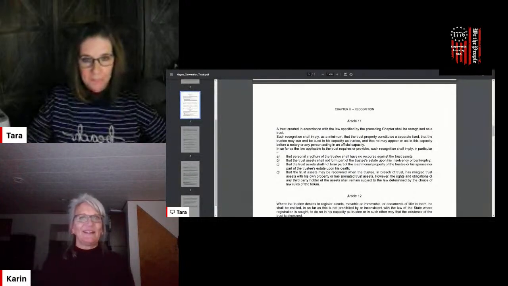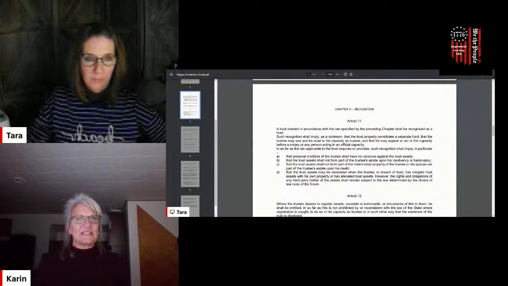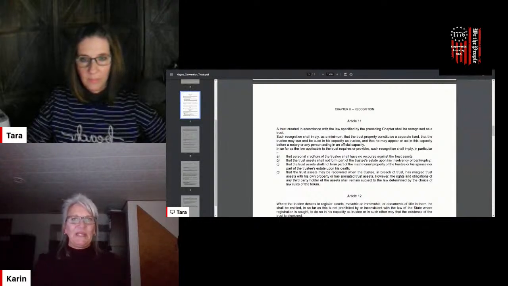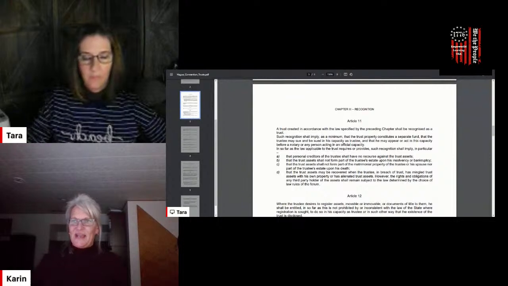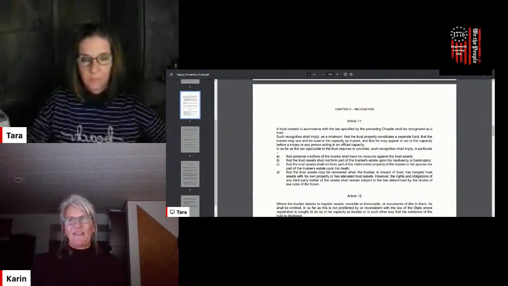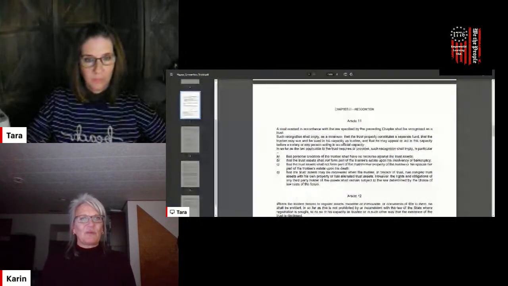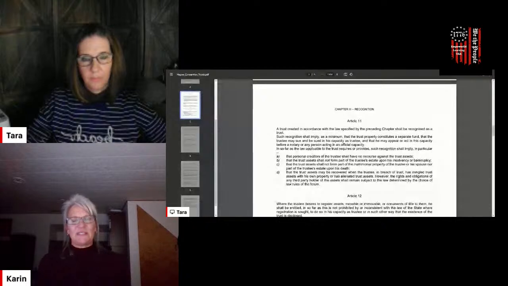That's correct. Okay, perfect. And then B, that the trust asset shall not form part of the trustee's estate upon his insolvency or bankruptcy, meaning that if I am the trustee and I file bankruptcy in my own personal capacity as separate from the trust that I'm protecting, my bankruptcy does not pull into any of the trust assets that I'm supposed to be protecting. They are separate. We cannot commingle the funds or the assets at any time on any level. Okay. C, that the trust assets shall not form part of the matrimonial property of the trustee or his spouse or part of the trustee's estate upon his death.